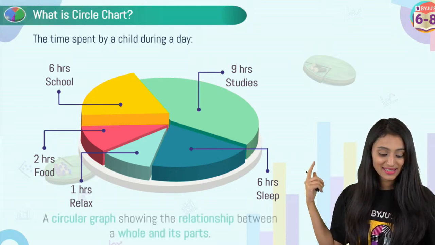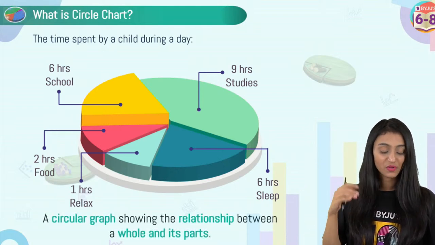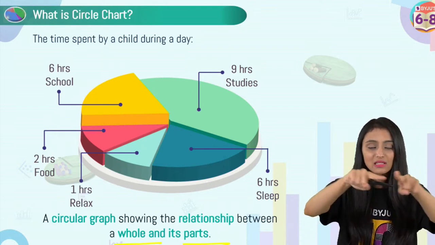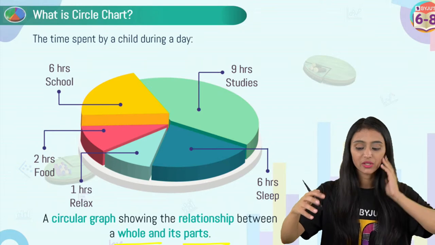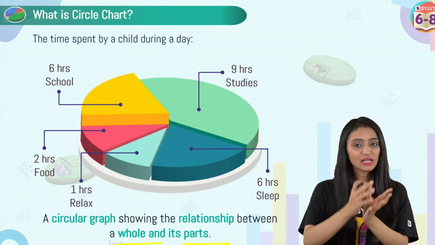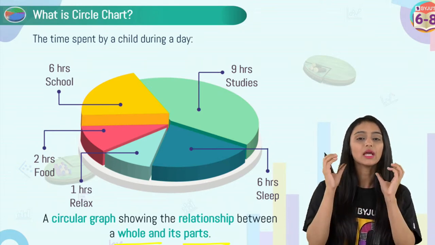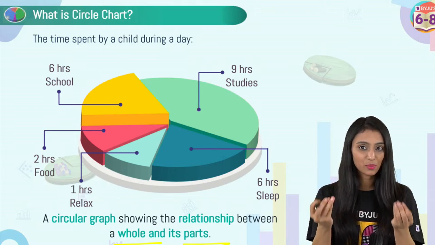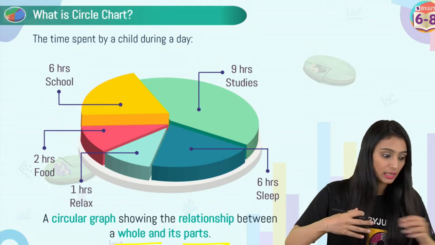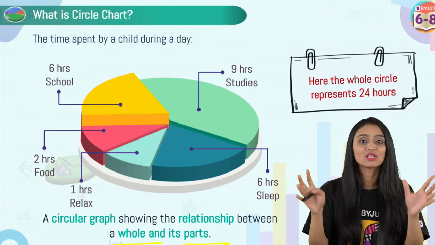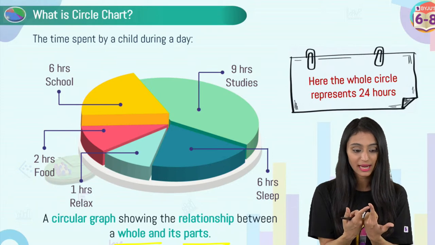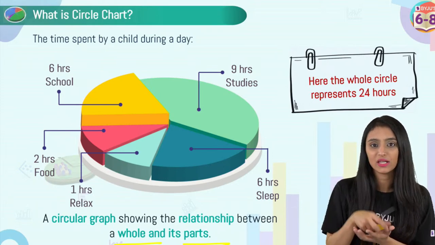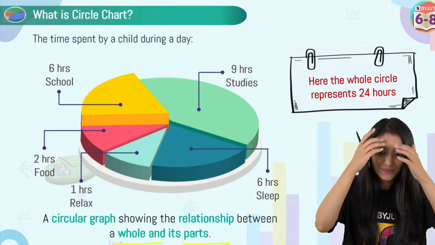So here what we can see is that this is a circular graph, which is actually showing us a relationship between a whole and its parts. Whole means the entire circle. So what we have done here, it's a type of graph in which a circle is actually divided into different sectors, into different parts, where each part is actually representing a proportion of the whole. So I can say that here the whole circle is representing 24 hours, right? And each smaller section is representing how much time this child is spending on that particular task.